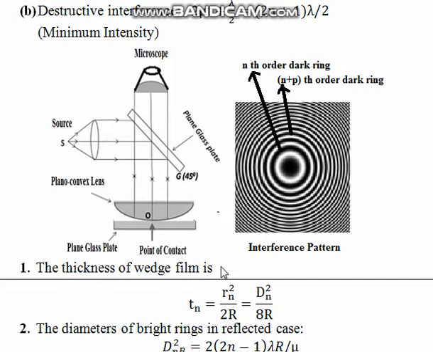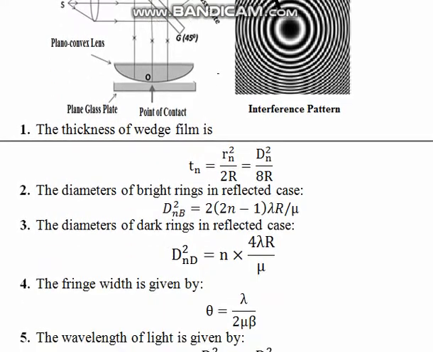Now let's see. The thickness of the wedge film is given by this formula, which we have already derived in the expression for the diameters. We can obtain the thickness of the film at any point through which the nth order ring, either dark or bright, is passing. Rn is the radius of that order of ring, and if we convert the radius into diameter, it comes to be dn square over 8r. This is the thickness formula.